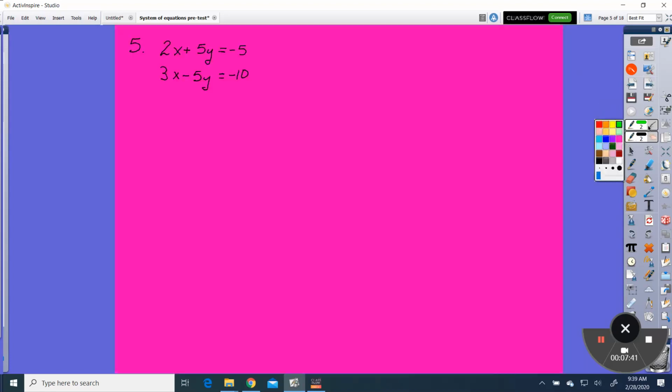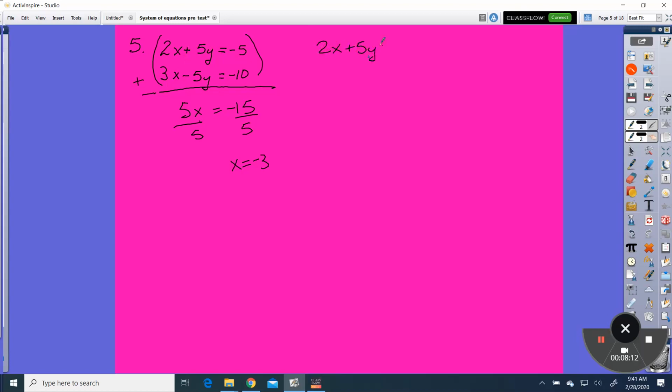So now in the next one, continuing on with the elimination, this again is set up nicely for us. If I add those together, the 5's disappear because one's positive, one's negative. So 2x plus 3x is 5x. Negative 5 and negative 10 make negative 15. So I divide it by 5, and x equals negative 3. So now I pick one of these. It doesn't matter which one you pick, but you're going to pick one of them. And you're going to replace the x with negative 3.